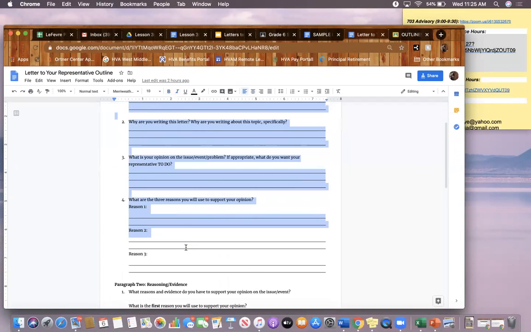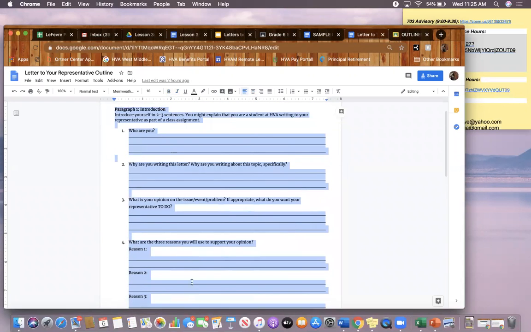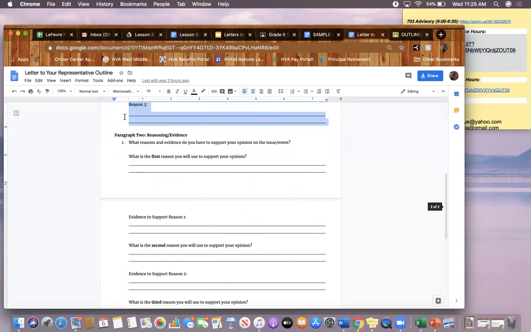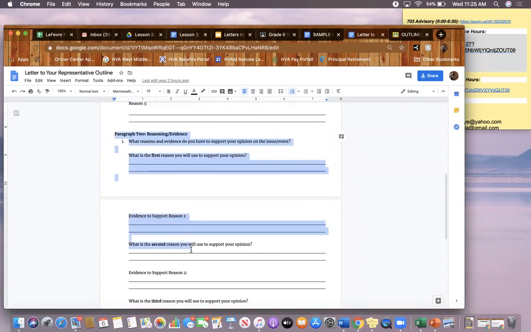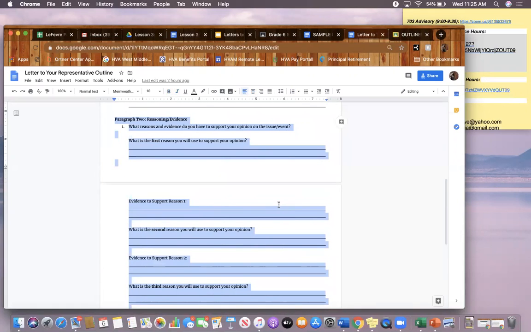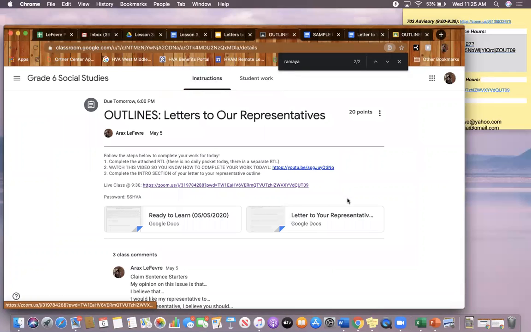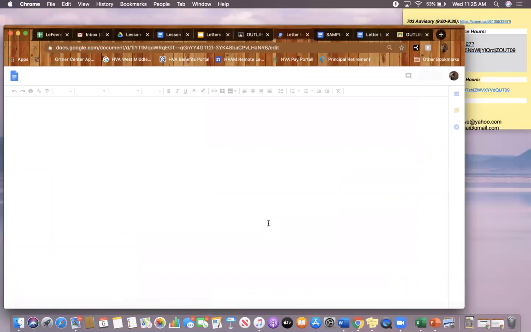Yesterday, you should have completed your introduction section, which includes your claim and your 3 reasons. Today's task is to complete paragraph 2, the reasoning and evidence section in your letter to your representative outlines. In order to continue working, you're going to need to go back to the post from yesterday called Outlines, Letters to Our Representatives, and click on the document called Letter to Your Representative Outline.